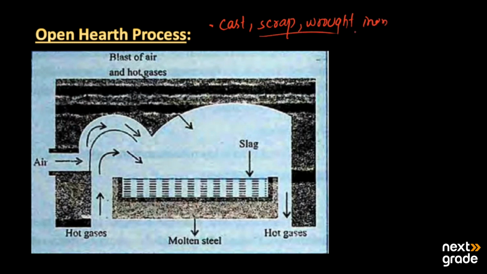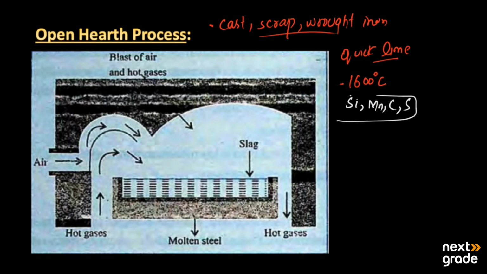When they are poured out, or charged, we have to add quick lime over there. The temperature that we have to keep is almost 1600 degrees Celsius. The substances present there, like silicon, manganese, carbon, and sulfur, are burnt out and removed at that temperature.